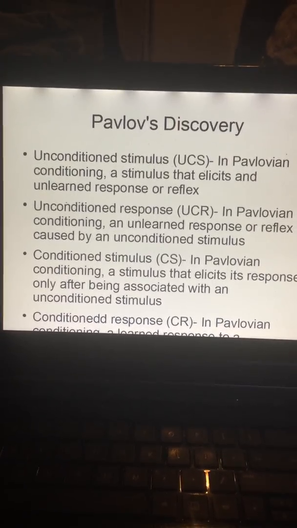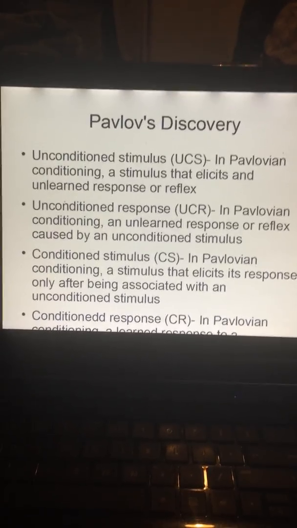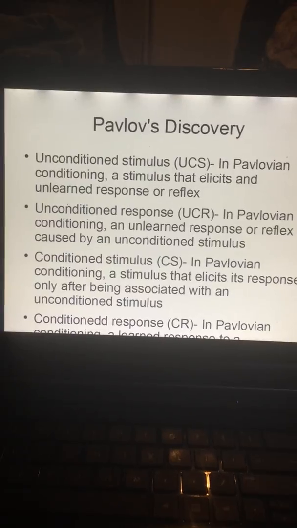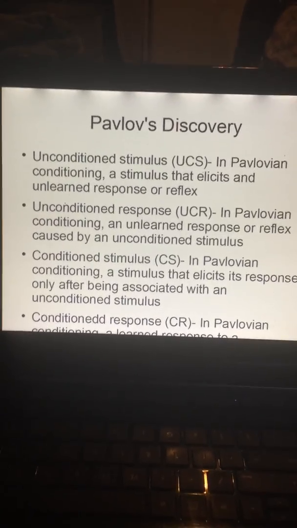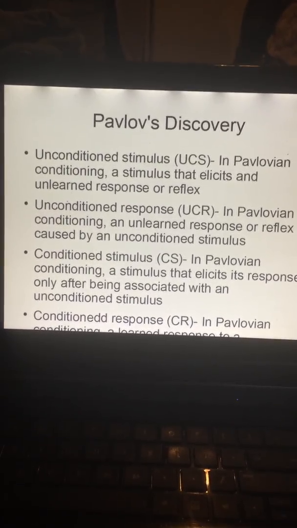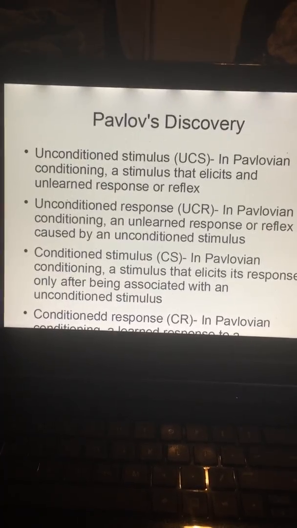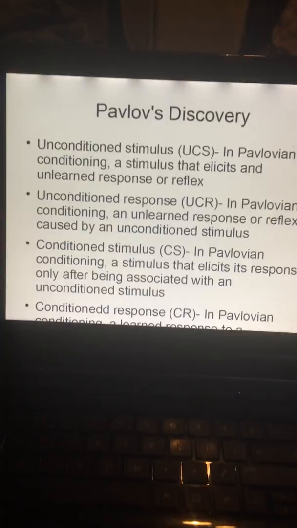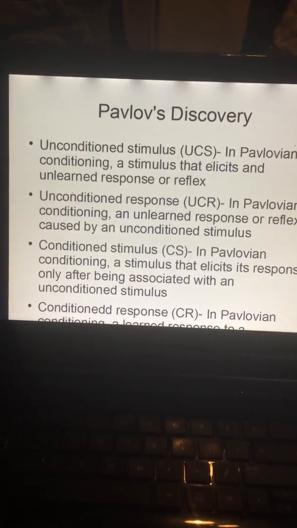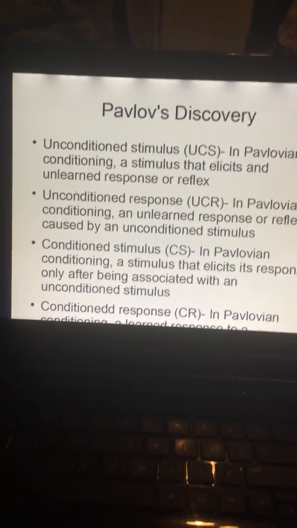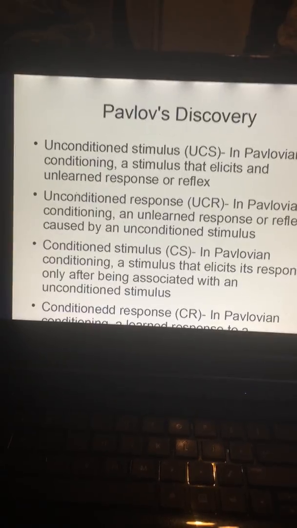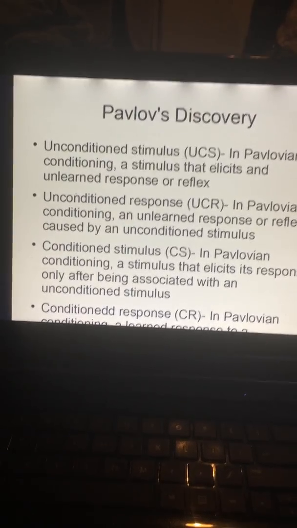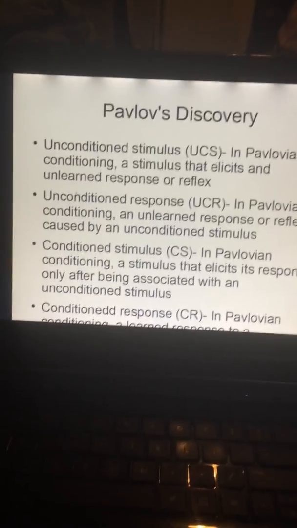Same thing if you take your dog to the vet. The dog's not afraid of the vet the first time he goes. After the dog gets a shot at the vet, he might smell the vet, see the vet office, and start freaking out, because he associates the vet with the pain of the shot. So the conditioned stimulus would be the vet's office. The conditioned response would be the dog freaking out because he's at the vet's office.